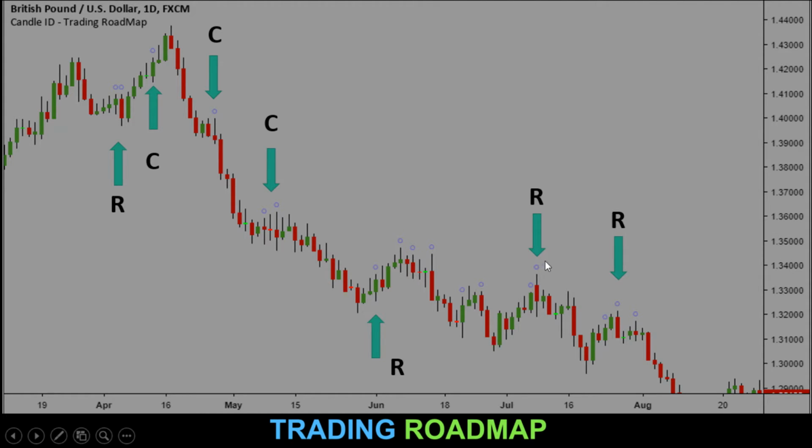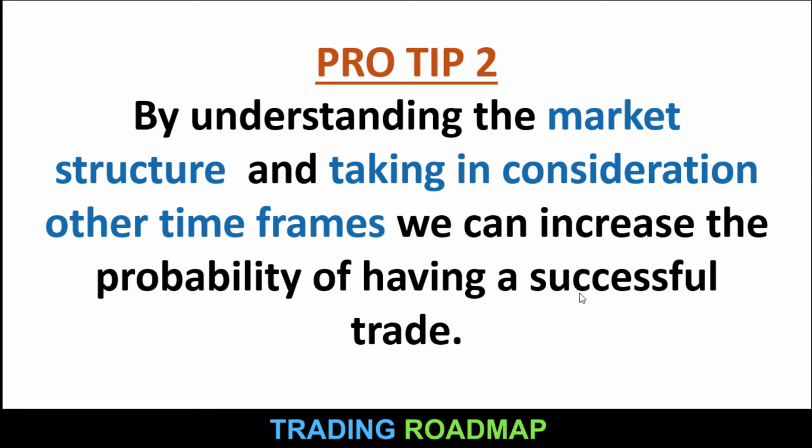But I just want to show you it's not only the reversal, it could be a continuation also. The second tip, and that's really very important, is that by understanding the market structure and taking into consideration other time frames, we can increase the probability of having a successful trade. You cannot just trade the outside bar or any pattern in isolation of the market context.